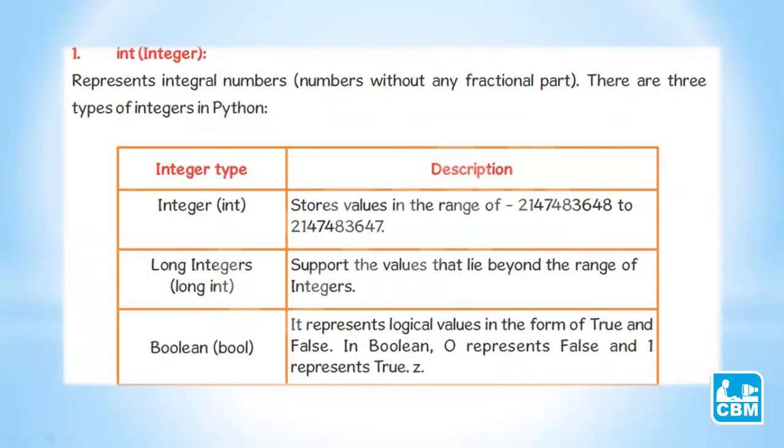Integer is one of the data types. This represents the integer numbers, that is, the numbers without any fractional parts are stored in the variables. There are three types of integers in Python. Int stores the value within a certain range, while long int supports the values that lie beyond the range of int. Boolean is another type of integer data type where the logical values are represented in the form of true and false. In Boolean, 0 represents false while 1 represents true.